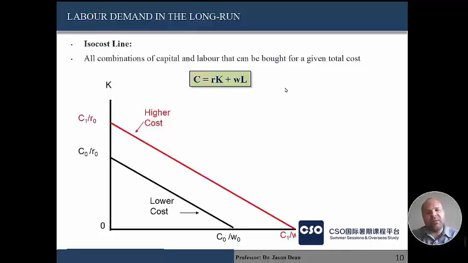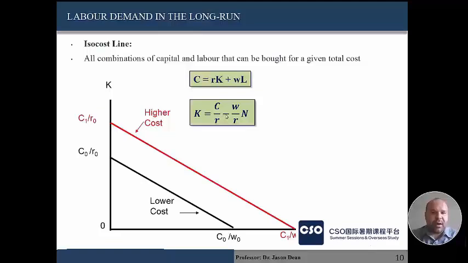So we have K equals everything on the right. And when we rearrange this and isolate K, we get C over R as the intercept. This is going to be the y-intercept, the vertical intercept, when labor is equal to 0. So it would be C. That's why we have C divided by R here.